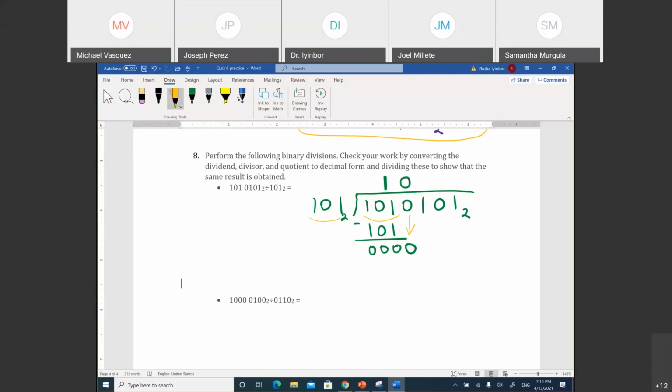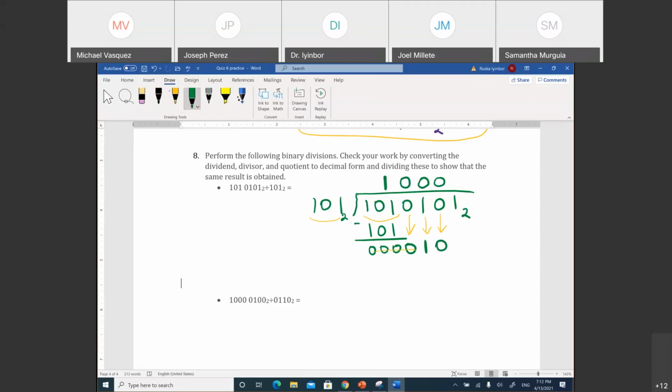Then after that, I need to bring the next digit, which is 1. Okay? And then technically, these zeros are kind of insignificant. So 1 is 1 digit. 101 is 3 digits, doesn't go in it. So that means it's going to be 0 times. And then I need to bring the next one, which is 0. And that's going to give me another 0 here.